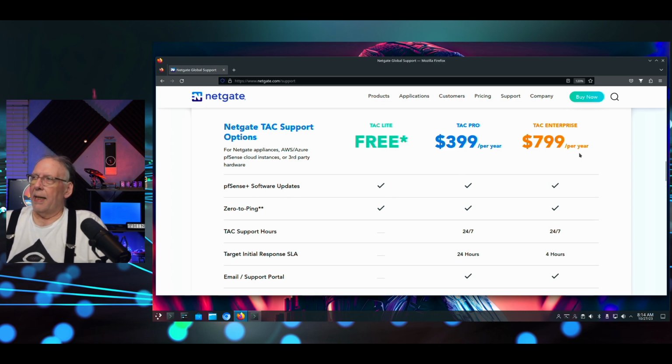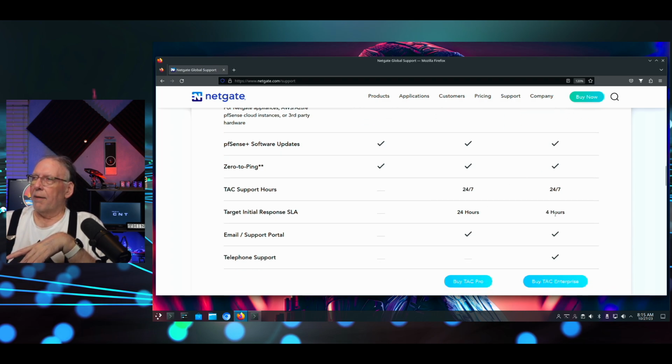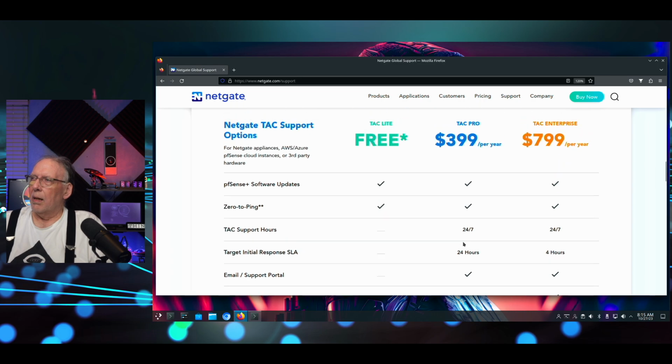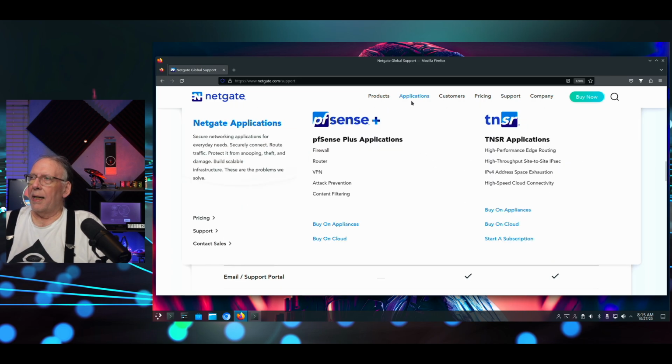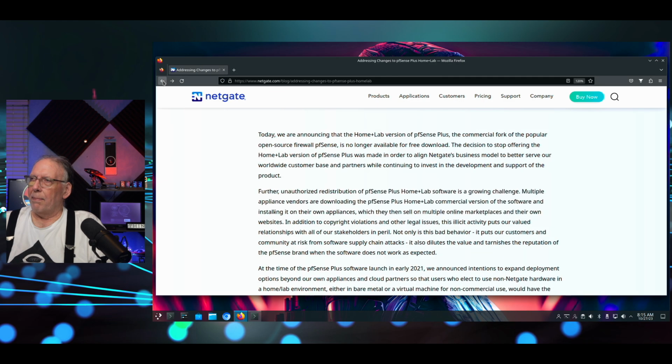The TAC Pro and the TAC Enterprise are the only two licenses that you have left. So, in other words, if I wanted to continue on with pfSense Plus, at some point I would need to upgrade to this $400 a year Pro license, or, which would be ridiculous, the $800 a year Enterprise license. The only difference between those two is that your time to response is much shorter, and you have telephone support on the Enterprise license, whereas it's only email or the support portal on the TAC Pro. So, yeah, not good.